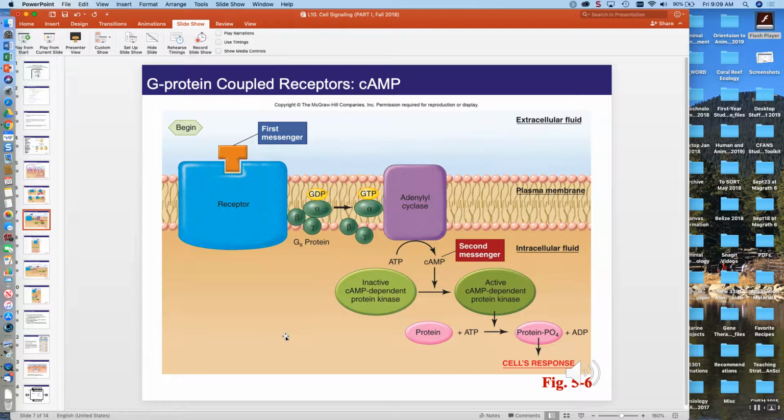If this is the plasma membrane, right, and we draw our G protein coupled receptor, our ligand of interest, a classic example is norepinephrine and epinephrine. They're mediating the sympathetic surge that you feel when you get scared or you have to run.